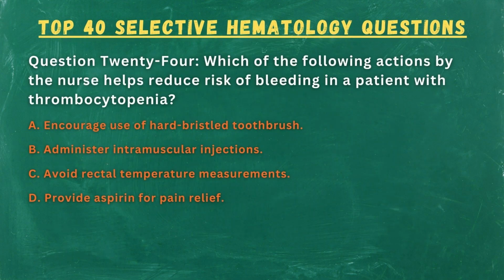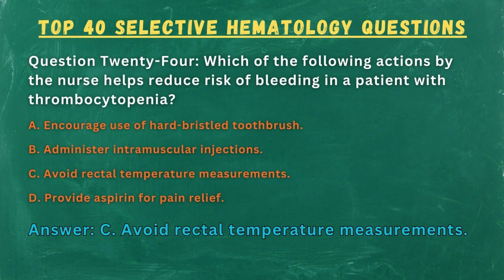Question 24. Which of the following actions by the nurse helps reduce risk of bleeding in a patient with thrombocytopenia? A. Encourage use of hard-bristled toothbrush. B. Administer intramuscular injections. C. Avoid rectal temperature measurements. D. Provide aspirin for pain relief. Answer: C. Avoid rectal temperature measurements.